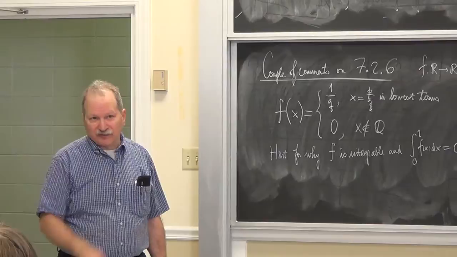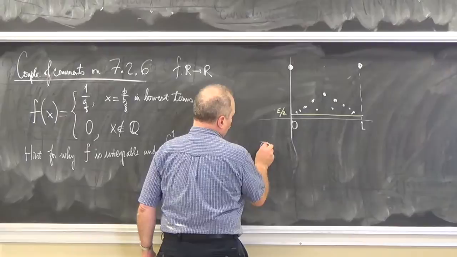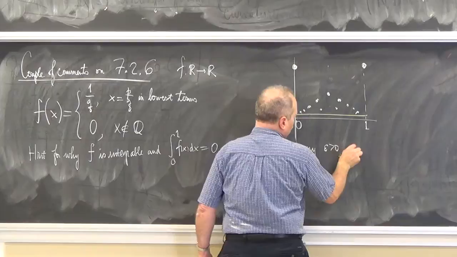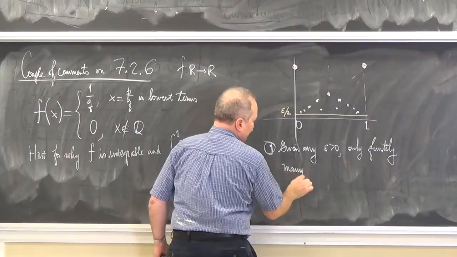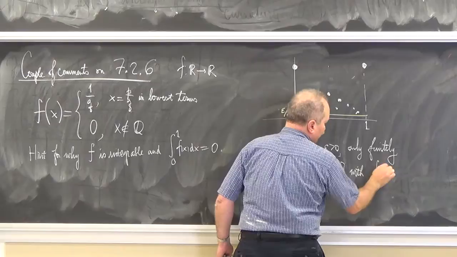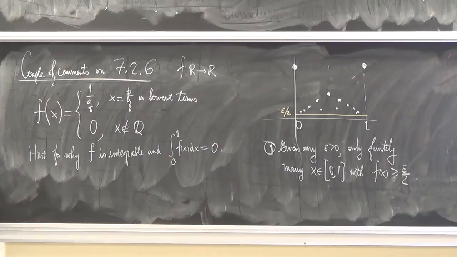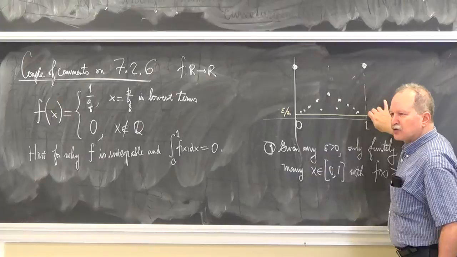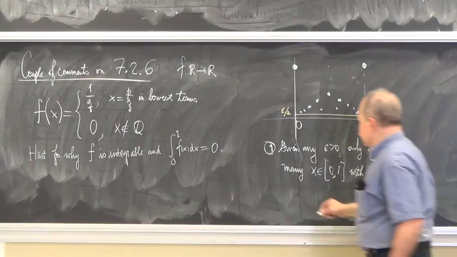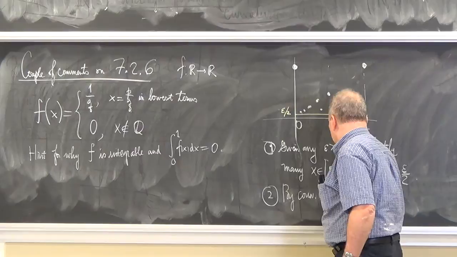Finitely many. So the first thing to prove is, one, given any epsilon, there are only finitely many x in the interval from 0 to 1 with f of x bigger than half of epsilon. All the rest of the dots, all the other infinitely many dots are low-lying. Can you now see why the convenient criterion? We're done.